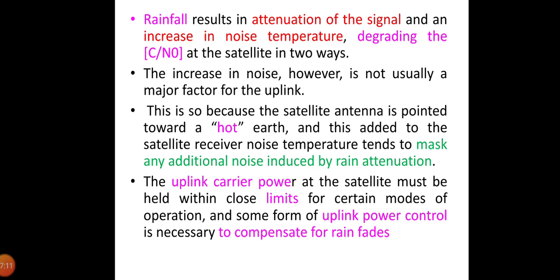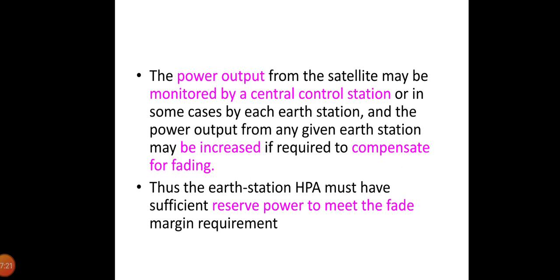The uplink carrier power at the satellite must be held within close limits for certain modes of operation, and some form of uplink power control is necessary to compensate for rain fades. The power output from the satellite may be monitored by a central control station, or in some cases by each earth station, and the power output from any given earth station may be increased if required to compensate for fading. Thus, the earth station HPA must have sufficient reserve power to meet the fade margin requirement.